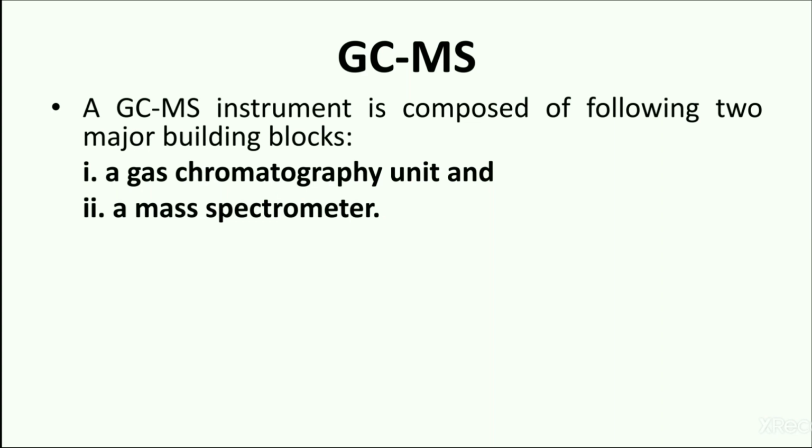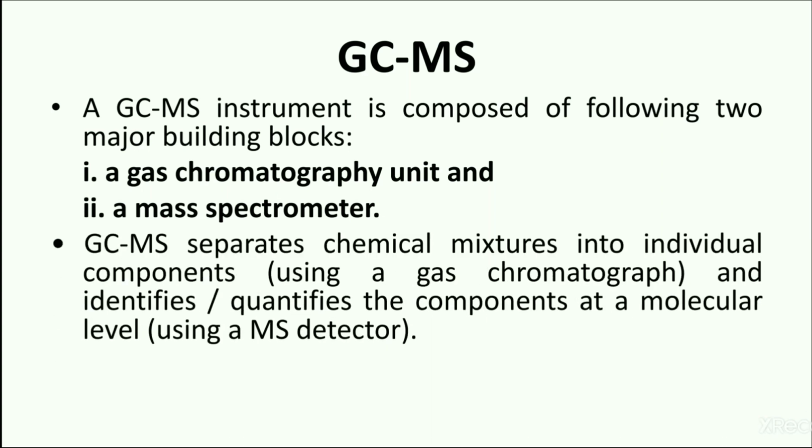GCMS instrument is composed of two of the major analytical tools of instrumental analysis, a gas chromatographic instrument and a mass spectrometer. The advantage of using GC with mass is that GC separates chemical mixtures into individual components and the mass spectrometer identifies or quantifies the components at a molecular level. GCMS is considered one of the most accurate and efficient tools used for the analysis of volatile organic samples.